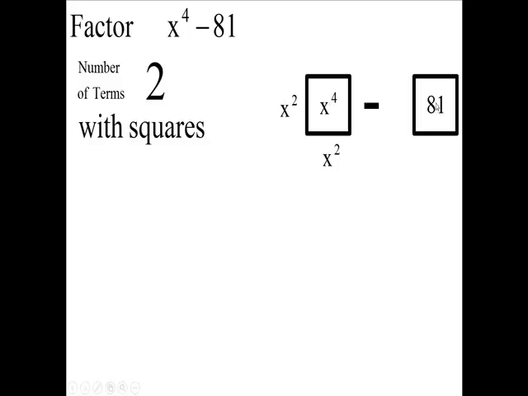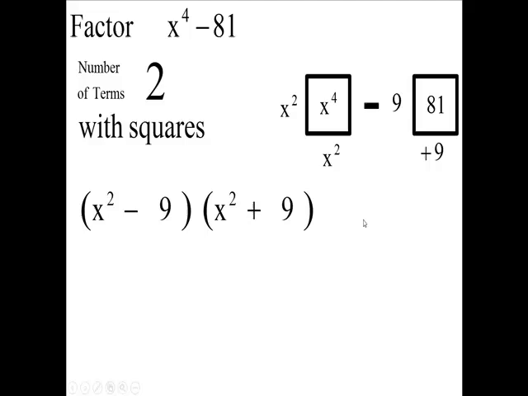What would you say the square root of 81 would be? How about 9 and 9? 9 times 9 is 81. And since we have a subtraction sign between them, one of them has to be minus, the other one has to be plus. So we're going to factor this. We're going to get x squared minus 9. That's this term here, minus this term. And then we're going to have x squared here with a plus 9.